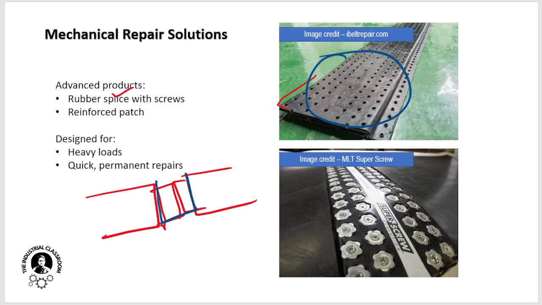I am putting this rubber here. In the bottom side also I am putting such rubber. Now what I will do is I will drill holes and put the fasteners. So this is done. This is for heavy loads, we can do permanent repairs.